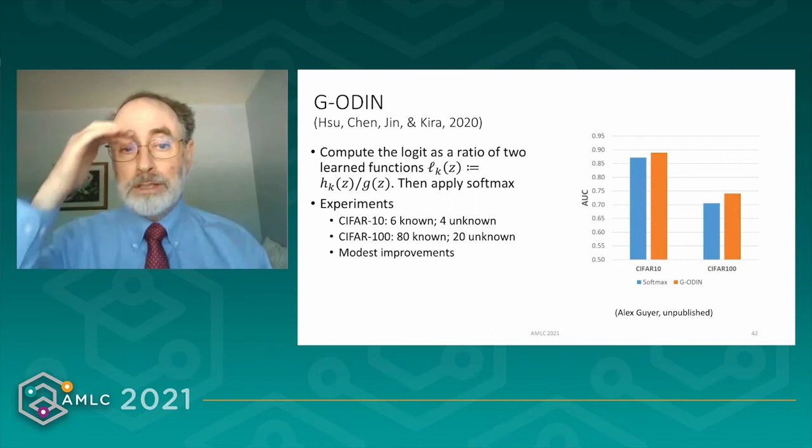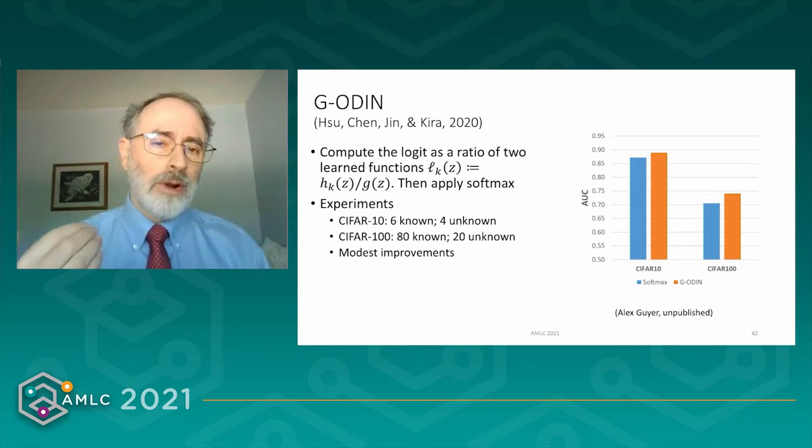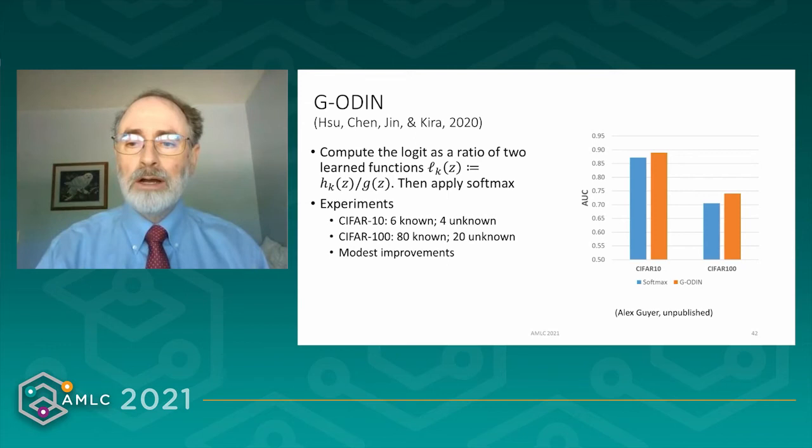And surprisingly, although we haven't done a representational analysis of this, we see experimentally that we're getting significant improvements in AUC, especially on CIFAR-100, using this technique. And we've also seen nice improvements on ImageNet-100.